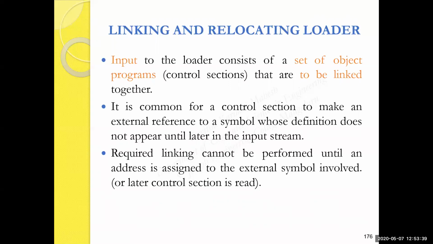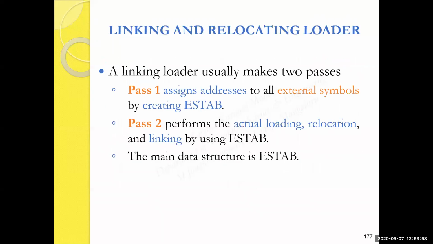It is common for a control section to make an external reference to a symbol whose definition doesn't appear until later in the input stream. So the required linking cannot be performed until an address is assigned to the external symbol involved, or until the later control section is read. Thus, linking loaders perform two passes over the input. During pass 1, it assigns addresses to all external symbols by creating an external symbol table, and during pass 2 it performs the actual loading, relocation, and linking by employing the external symbol table that was created during pass 1.